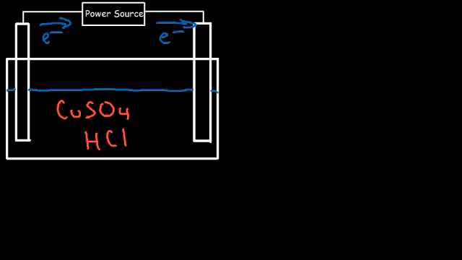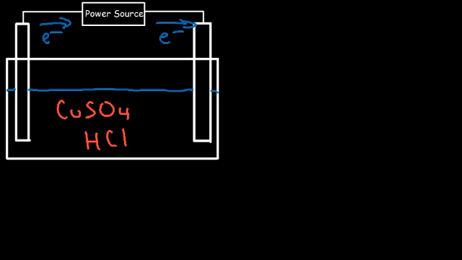So let's say we have an electrochemical cell. So we have a power source, and we only have one beaker instead of two. And let's say that the electrons are flowing from the left side to the right side. So with this information, and let's say that the solution contains copper sulfate and hydrochloric acid, how can you determine which reactions are occurring at the anode and at the cathode?